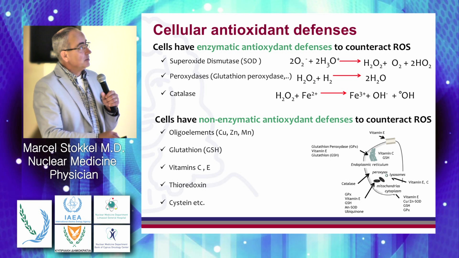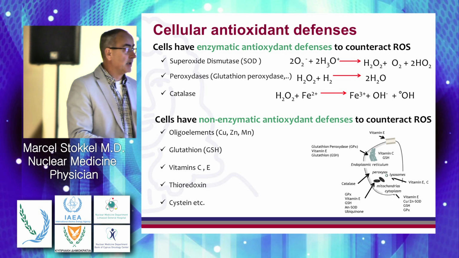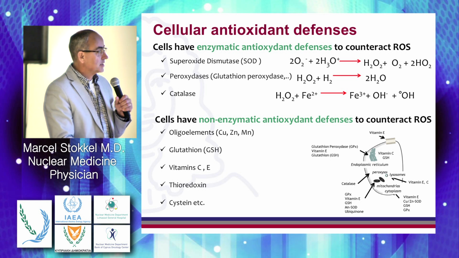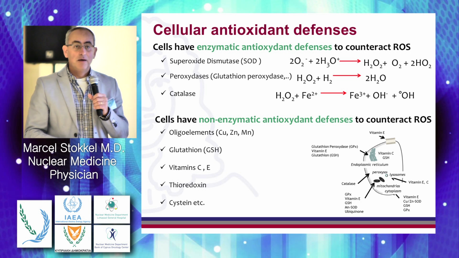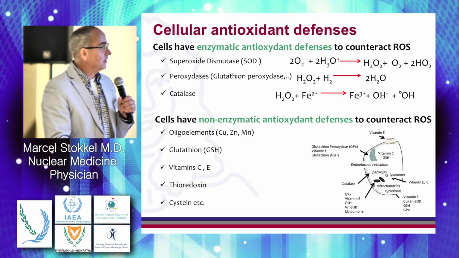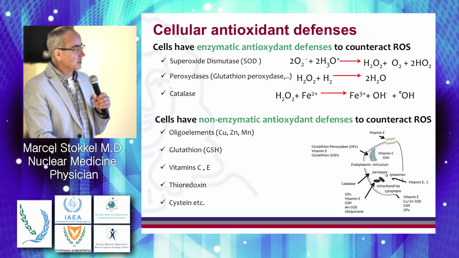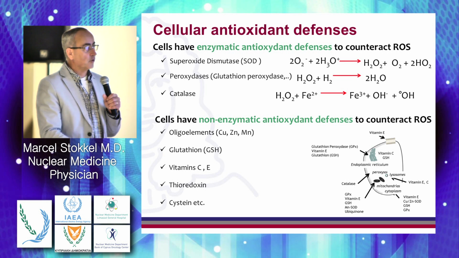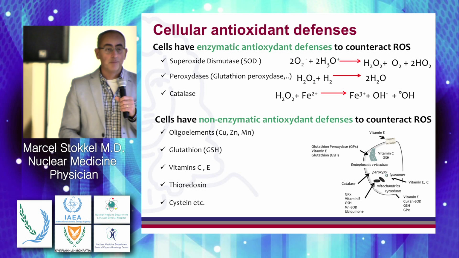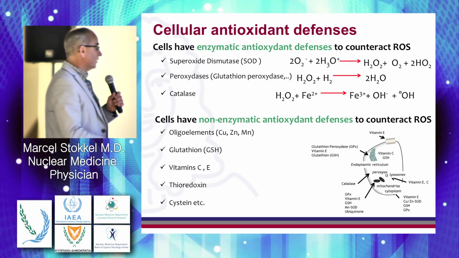However, in addition to the enzymatic antioxidant defenses, there are also non-enzymatic antioxidant defense mechanisms. And you see here some compounds that may interfere or, in fact, may avoid the toxic effects of the free radicals. The typical examples, of course, are vitamin C and E, but also copper, etc. So don't forget this mechanism. It's also highly important when we talk about irradiation, when we talk about radionuclide therapy.